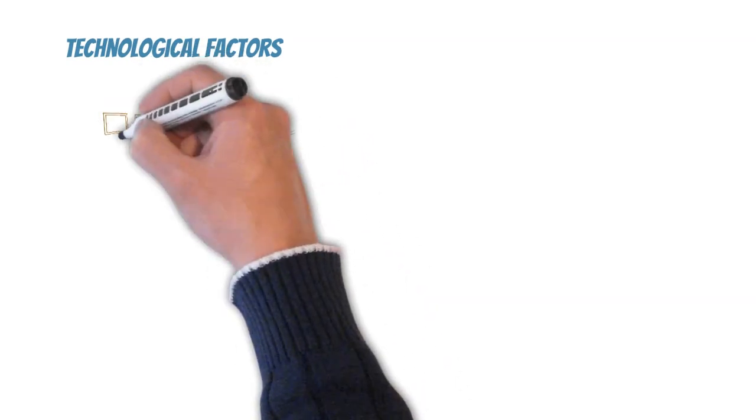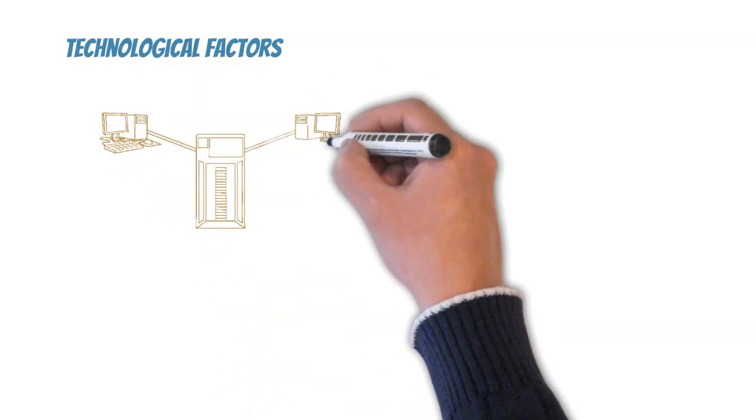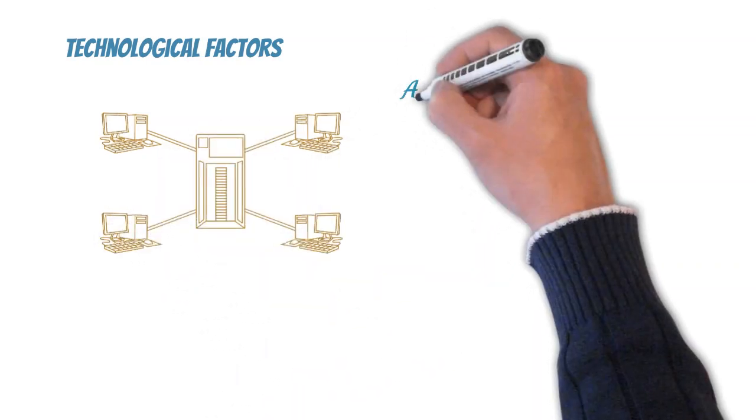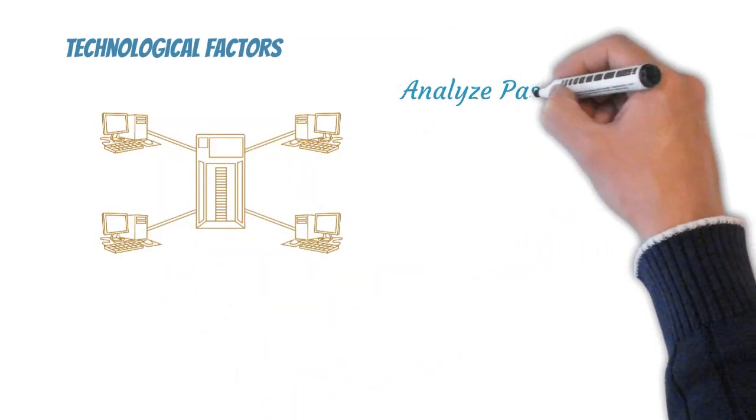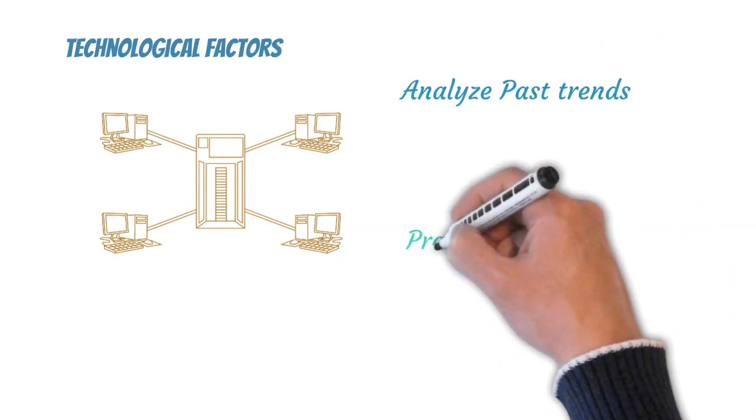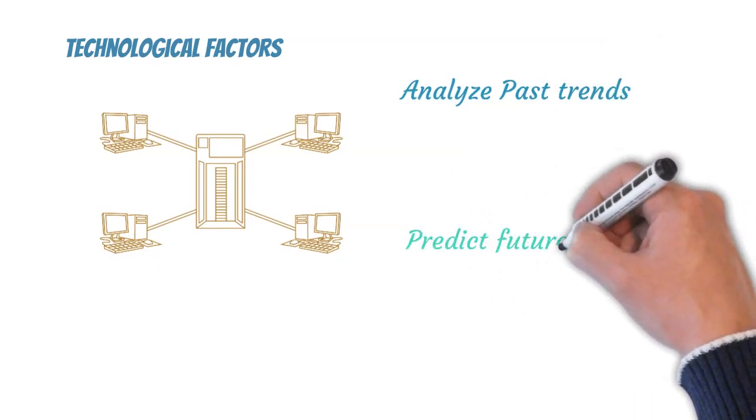Technological factors. This includes technologies that can be utilized to improve efficiency. Organizations must analyze trends in technology to determine technological innovations and breakthroughs that have affected the business environment in the past, and predict breakthroughs, in terms of software and hardware, that are likely to occur in the future.